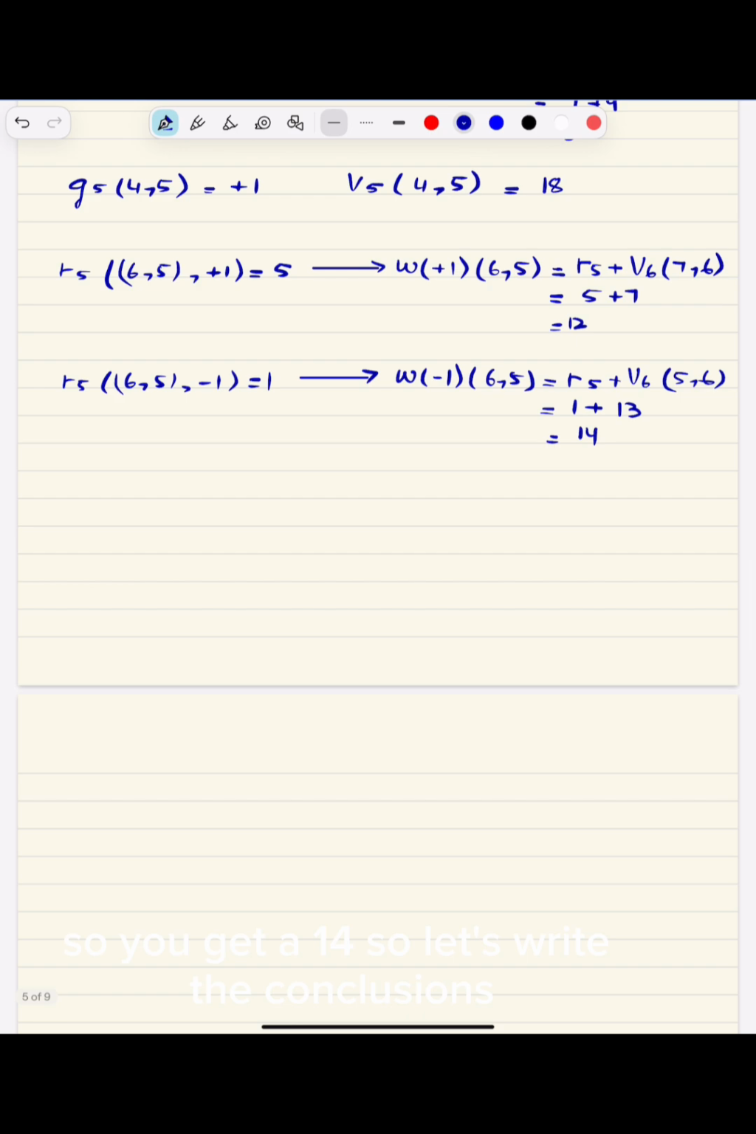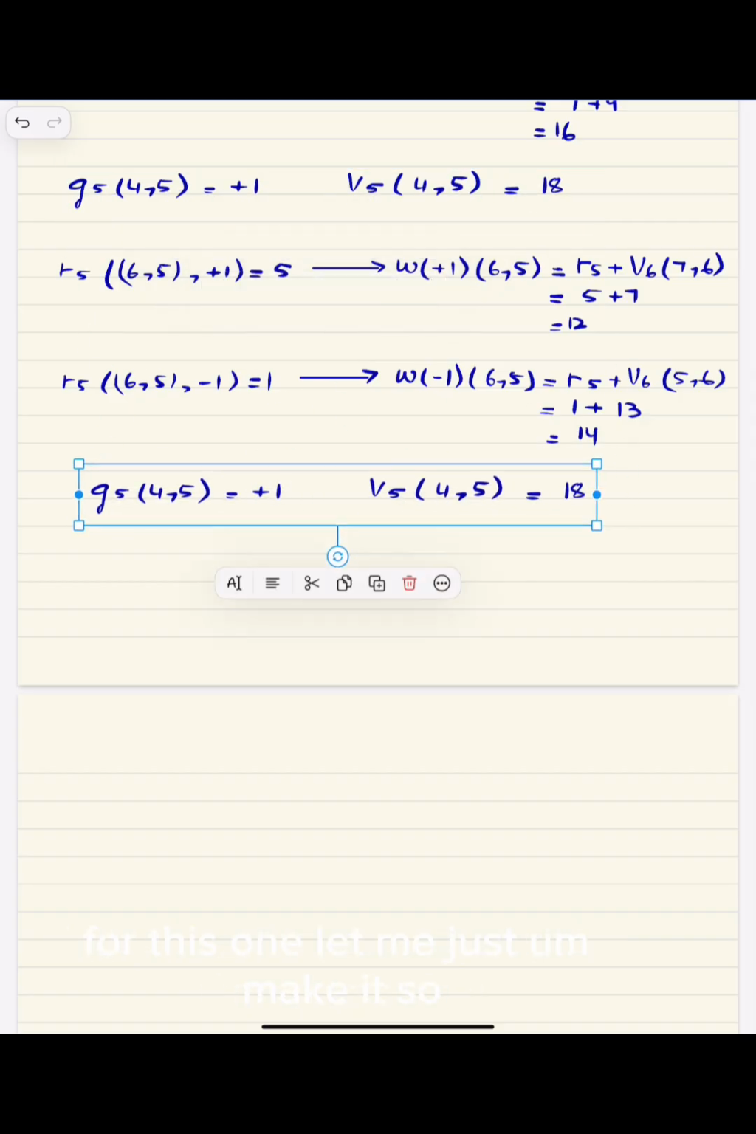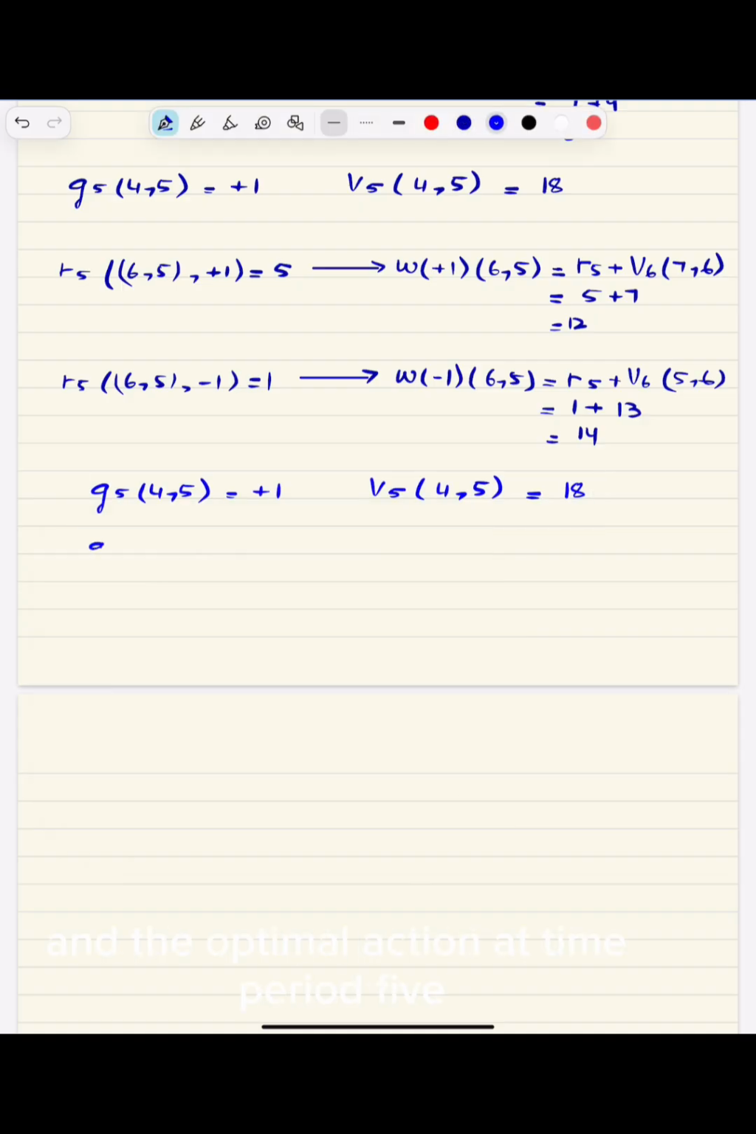So let's write the conclusions. I've already written the conclusion for this one. Let me just make it such a way that it stands out. The optimal action at time period 5 when you are at the node 6 5 is going left, and the maximum utility from this movement is 14, which is greater than a 12, right? So it should be a 14.